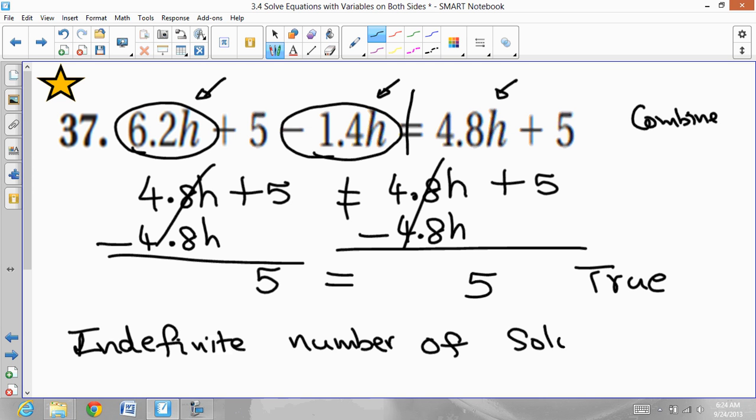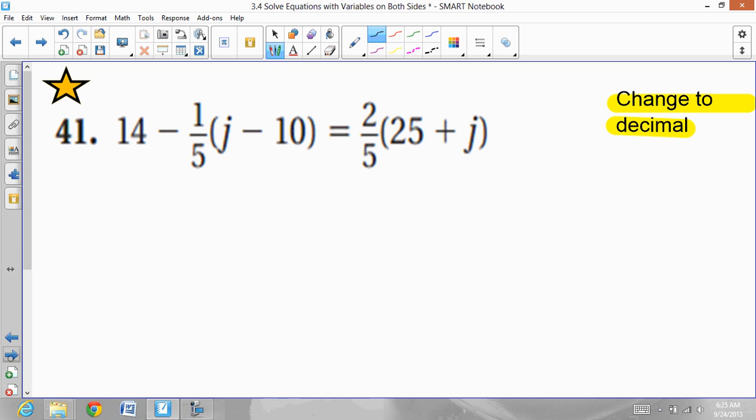That means any number you take for h will always make this equation come true. You have many solutions. Let's focus on question number 41. If you have a fraction that can change nice and neat into a decimal, you are welcome to use that.